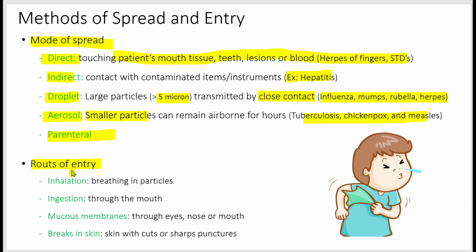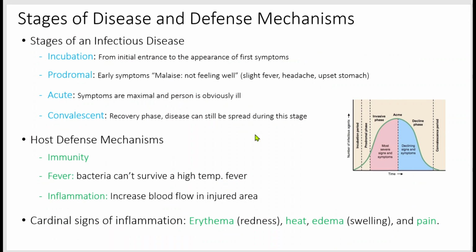The ports or routes of entry: you have inhalation, definitely breathing in; ingestion through the mouth; mucous membrane through the eyes, nose, or mouth; and breaks in the skin. That's with a sharp injury, most probably, or if you have an open skin cut.